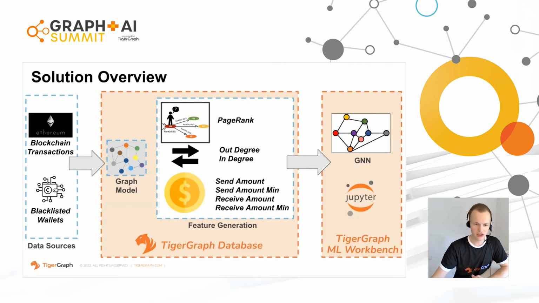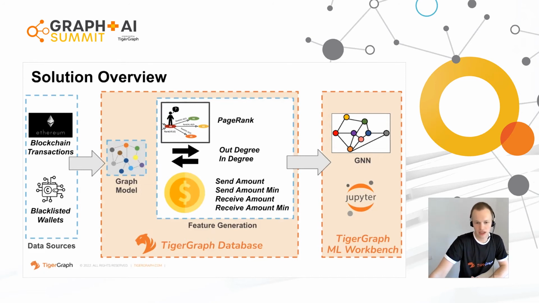We loaded this data into the graph model in the TigerGraph database, and we calculated several features on top of that. We started with simple aggregated features like send amount, minimum send amount from wallet, received amount, minimum received amount from wallet. We also calculated very simple graph features like in-degree and out-degree, which in this case is the number of incoming or outgoing transactions. And we also calculated the PageRank feature, which shows us the overall value of this node in terms of the whole network, from the perspective of how connected this node is and how much influence it could spread across the whole network.